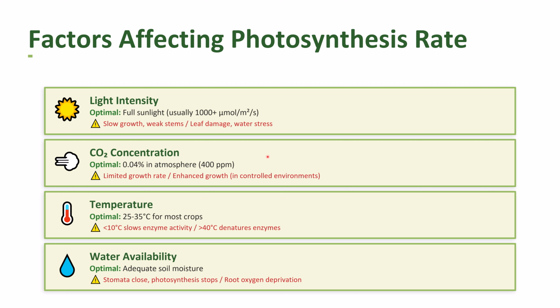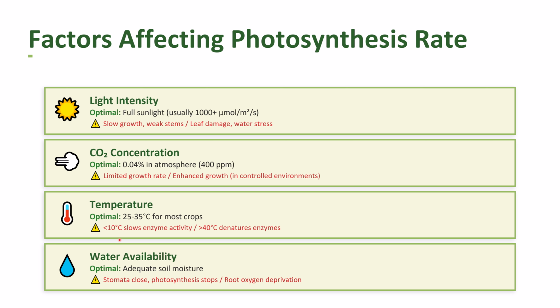Carbon dioxide is the plant's building block, while the air naturally has enough for steady growth. Increasing it in a controlled greenhouse can make crops grow much faster. Temperature: optimal 25 to 35 degrees centigrade for most crops.